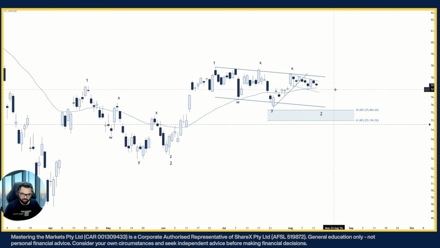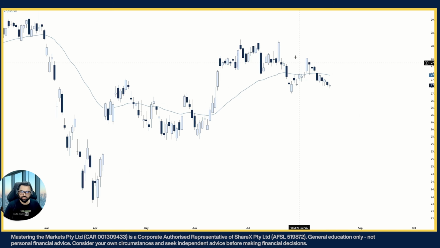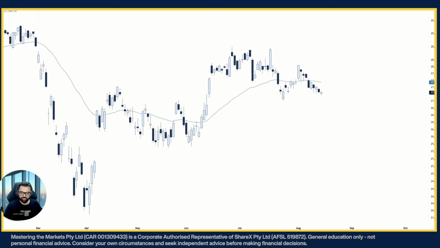So what's causing this confusion here is the divergence between private and public sector banks. So if I show you both of the charts, this is the private bank index. Now here you can see clearly that it's following a corrective structure.